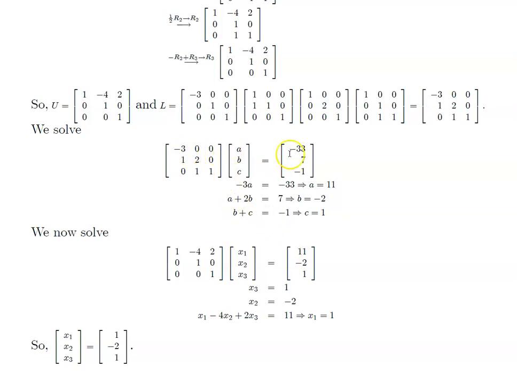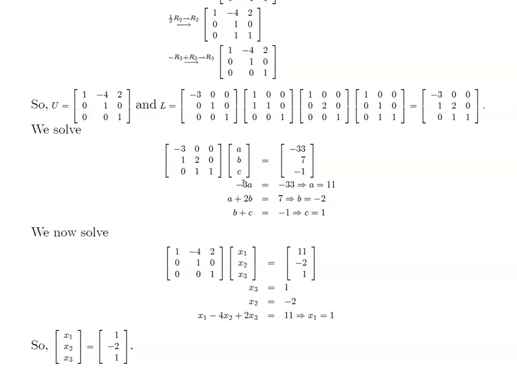The first row gives us negative 3a equals negative 33. Tells us a is 11. The second row tells us a plus 2b equals 7. Solving for b using that value of a gives us negative 2. The third row tells us b plus c is negative 1. Plug in the b value, we get c is equal to 1. So 11, negative 2, 1 are the values for the variables that solve the lower triangular system.